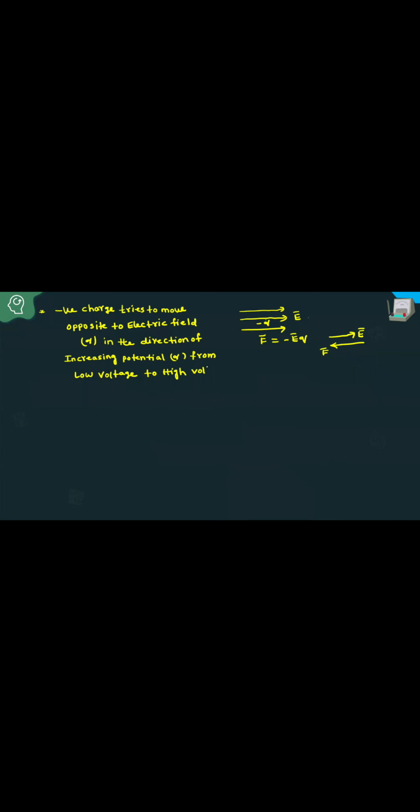See the concept, friends. Take the electron; an electron is the negative charge. It always moves from low voltage to high voltage. That is the meaning. If that is the electron direction, what about the current direction? The current direction is opposite; current always goes from high voltage to low voltage. Satisfied? Understand? A negative charge tries to move opposite to the electric field only.